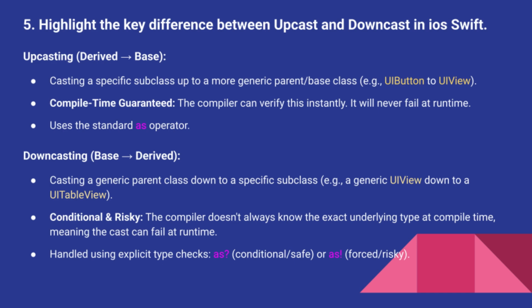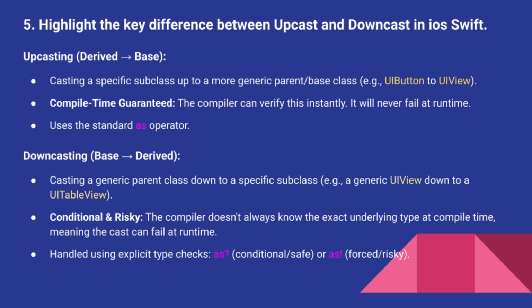Imagine your code receives a generic UIView. At runtime, that view could actually be a UITableView, a UIButton, or a UIImageView. Because the precise type isn't guaranteed, downcasting can fail. To handle this safely, Swift requires us to use conditional downcasting with as?, which returns nil if the cast fails, or force downcasting with as!, which will crash the application if the type doesn't match perfectly.